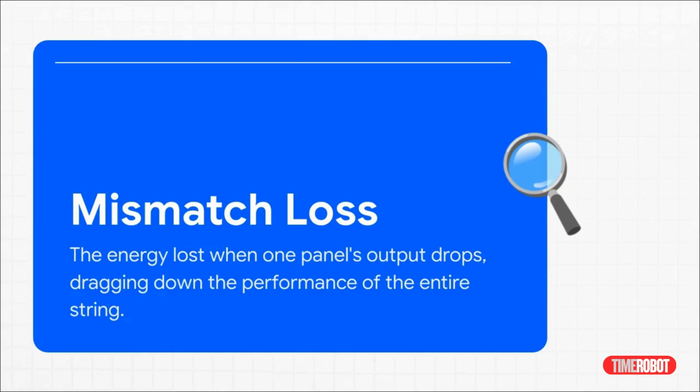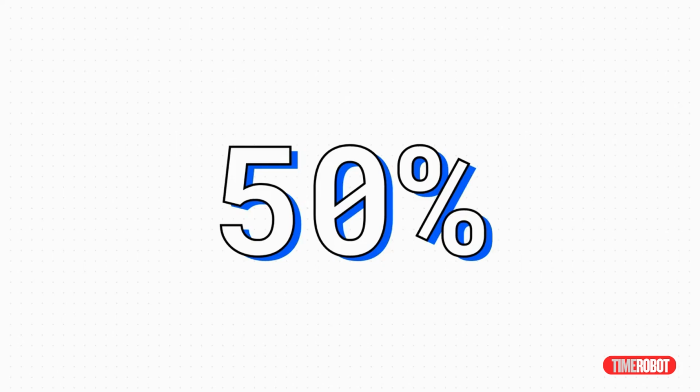Now, this whole problem has an official name. It's called mismatch loss. See, in a standard solar setup, all the panels are wired up in a series, kind of like old school Christmas lights. And just like those lights, if one panel's current drops, maybe from a passing cloud, a bit of shade from a tree, or even just some dust, the current for the entire string of panels gets choked down to that one lowest level. And the result of that is, well, it's staggering.